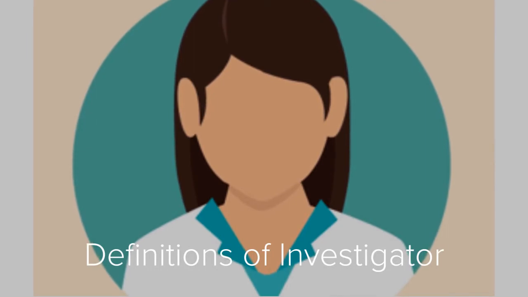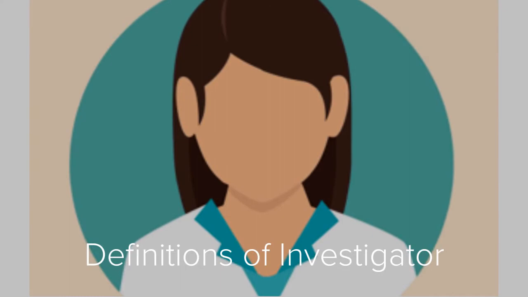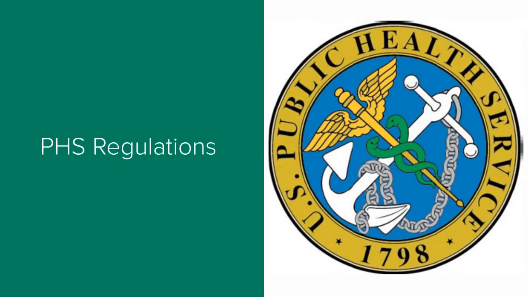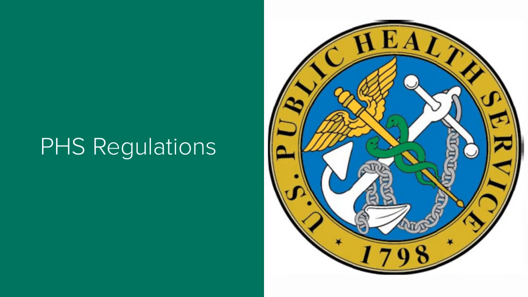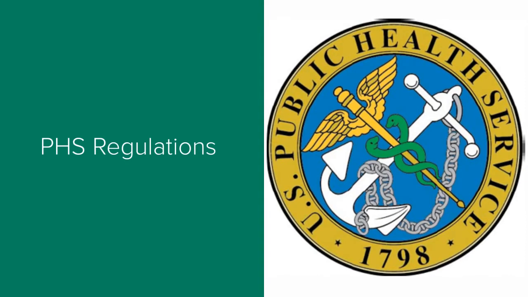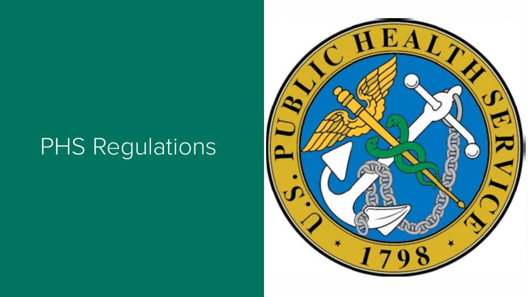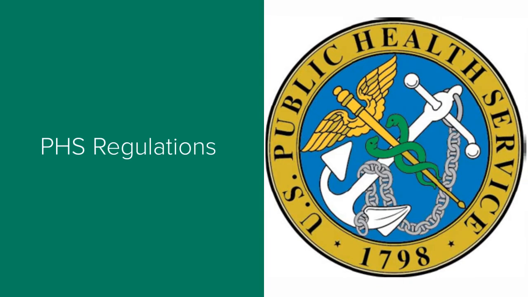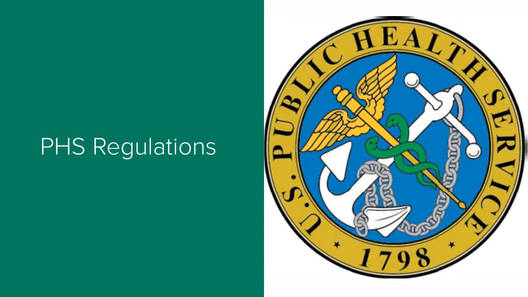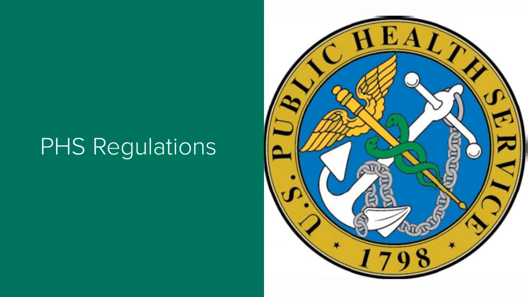Now that we got some insight on research, let's talk about PHS, USF, and National Science Foundation or NSF definitions of investigator. PHS regulations state that investigator means the project director or principal investigator or any other person, regardless of title or position, who is responsible for the design, conduct, or reporting of research funded by the PHS or proposed for such funding, which may include, for example, collaborators or consultants.